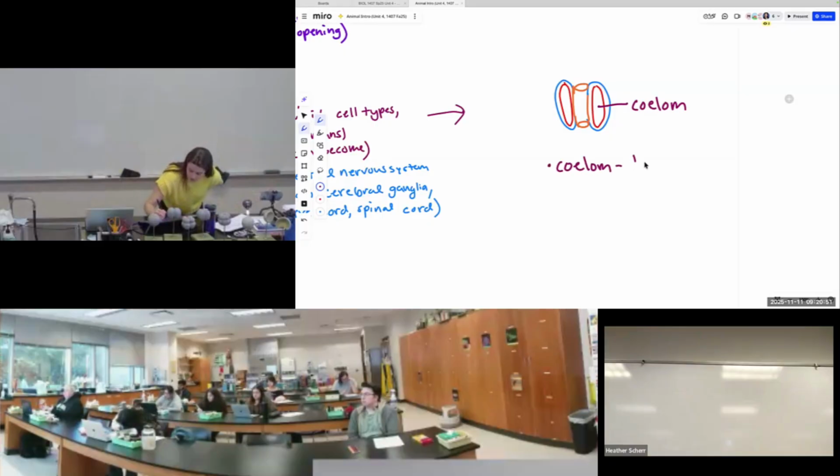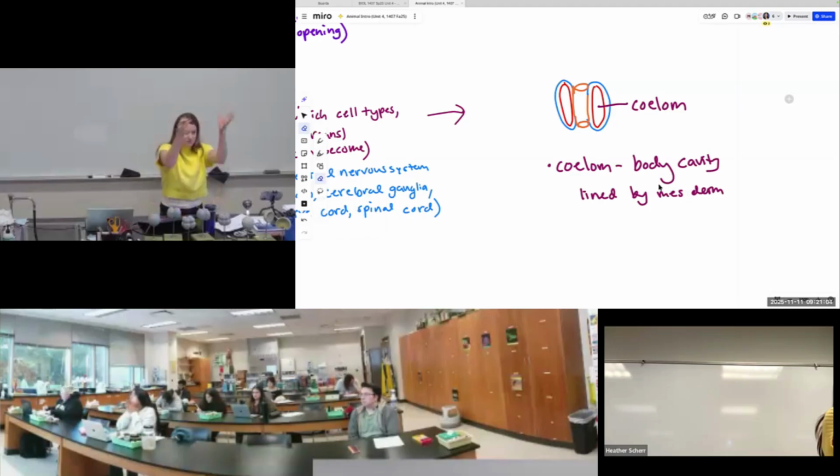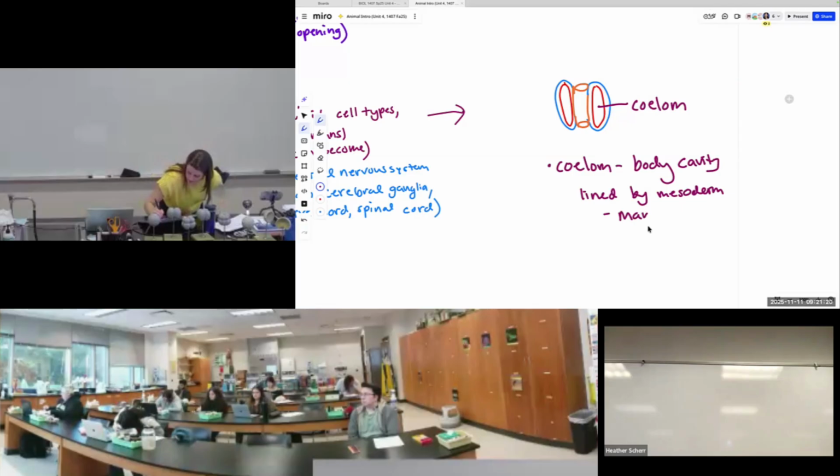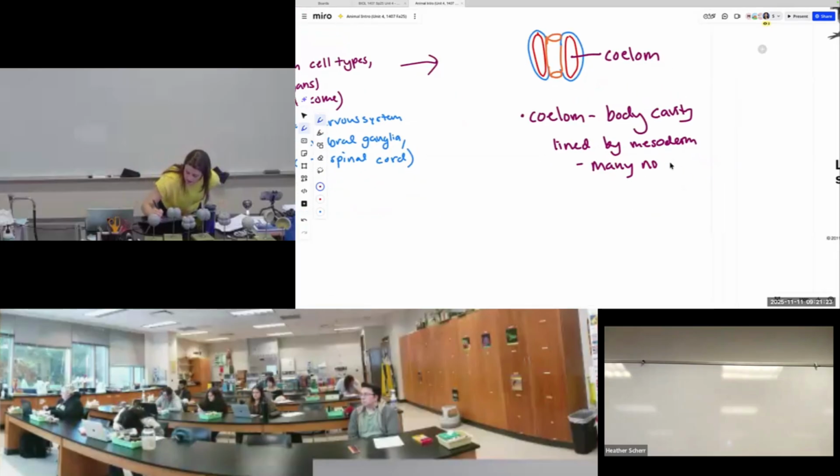Organs, yeah, and I'll write that in a second. So it's the body cavity lined by the mesoderm. That means just the mesoderm, what's surrounding it. So we're going to say many non-gut organs. Actually, this will be in the next thing.